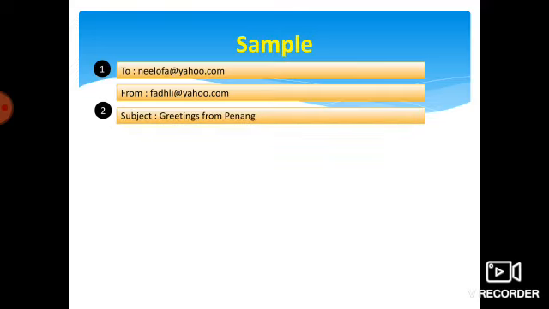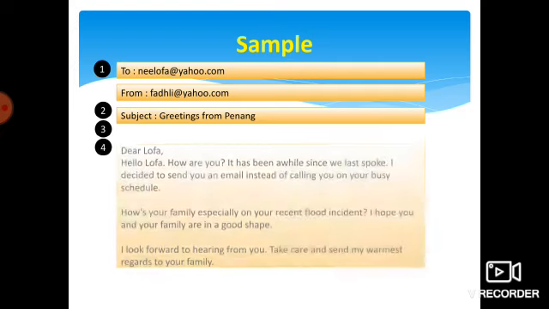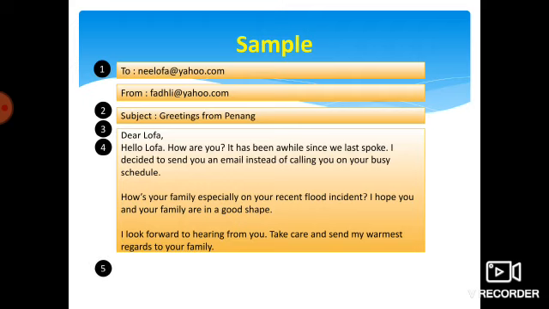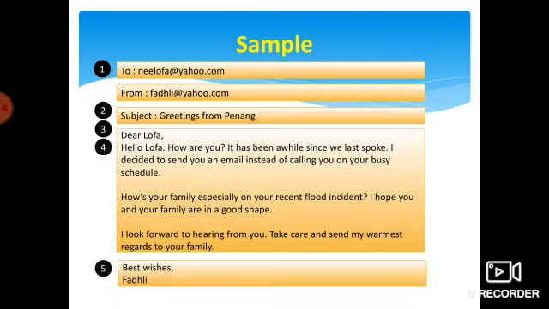In the To line, you will write your recipient's email address, the address of the person you are writing your email to. In the From line, you will write your email address, and then there comes the subject line. The subject line is what the reader sees in their inbox. If the subject line is missing information, your email may not get read. It may even be sent to spam. So it should be informative and complete. And then there come the salutation, introduction, body, and the last one is the closing.